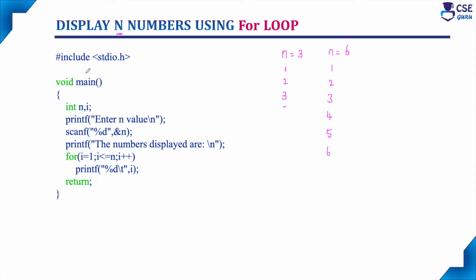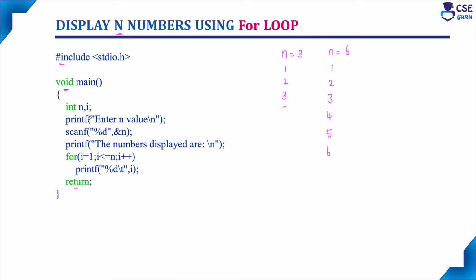Already we have discussed the structure of the C program. First is the header file section, next is the main function, and within the main function we need to write the C code. And at the end of the main function we need to use this return statement to return the output in the output screen.